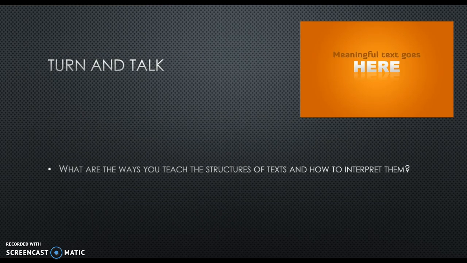So what I'd like to do here is really talk about the ways and the strategies that you use to teach the different structures of text, and then how to interpret those texts. So what does that look like in your classroom currently? So let's turn and talk, and we'll pause the video here.